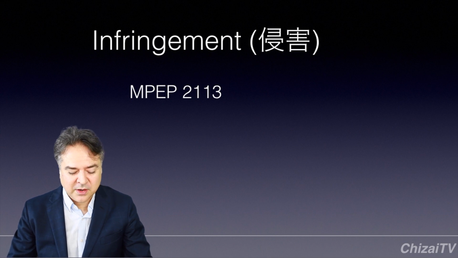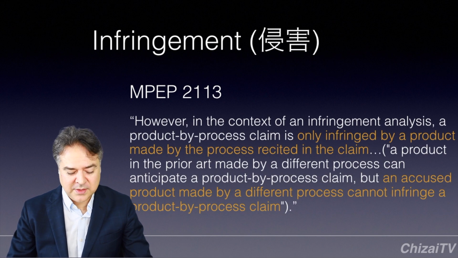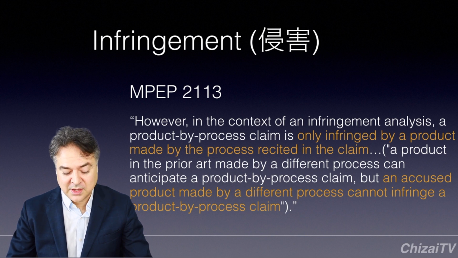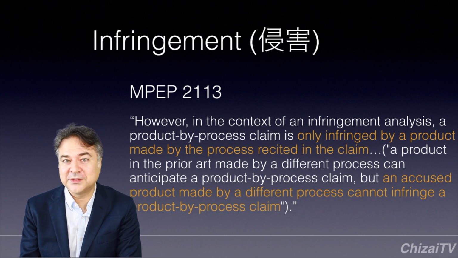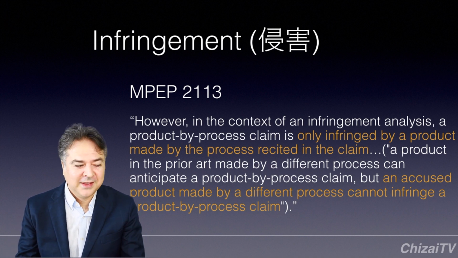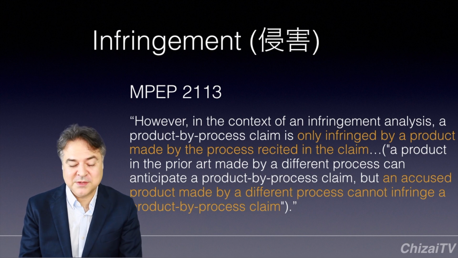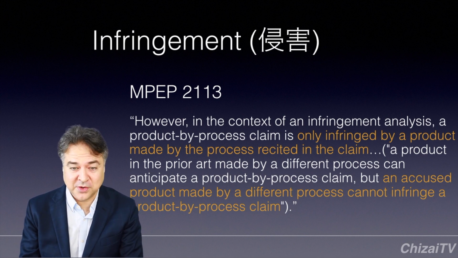So here's another paragraph of MPEP 2113. However, in the context of an infringement analysis, a product by process claim is only infringed by a product made by the process recited in the claim. That means if your competitor makes your product with a different process, they will not infringe your claim. They must make the product by the same process in your claim.